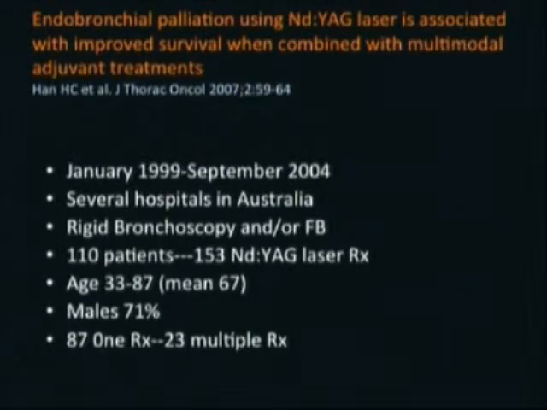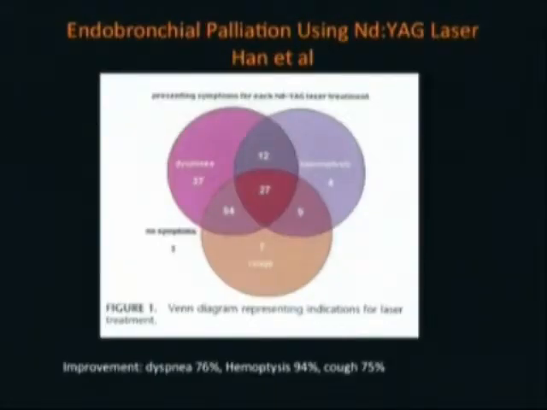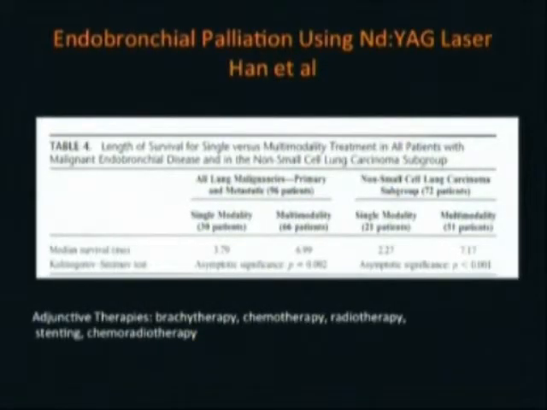This is a study done in Australia between 1999 and 2004 using rigid bronchoscopy or fiber optic bronchoscopy on 110 patients with 153 sessions of laser, mean age 67, and 87 with one treatment and 23 with multiple treatments, and the patients had hemoptysis, dyspnea, or cough, different manifestations. And you can see that for non-small cell lung cancer, single modality and multi-modality median survival was around seven months in the subgroup, and in all lung malignancy, you can have around 7 months of survival. Adjunctive therapy used were brachytherapy, chemotherapy, radiation, stenting, or chemoradiotherapy.